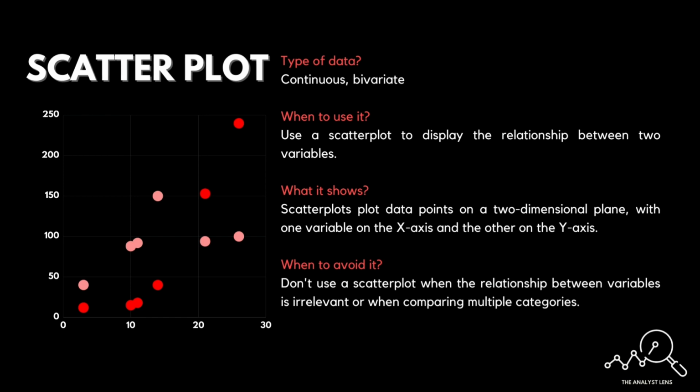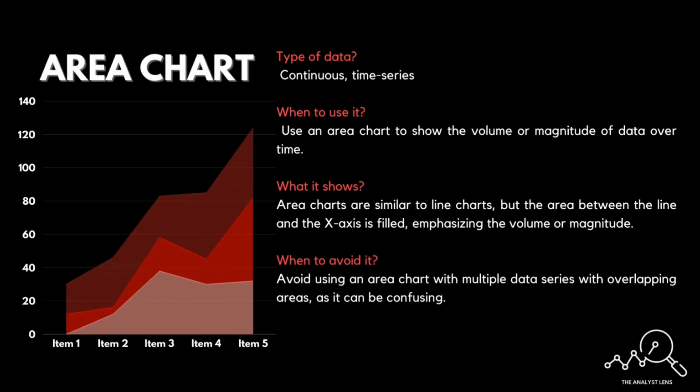Next one we have is the area chart. Area charts involve data that is continuous or in time series. An area chart is used to show the volume or magnitude of data over time. Area charts are similar to line charts, but the area between the line and the x-axis is filled, emphasizing the volume or the magnitude.